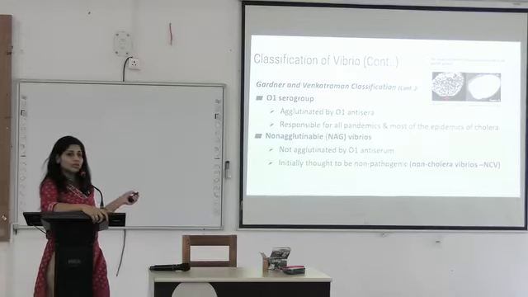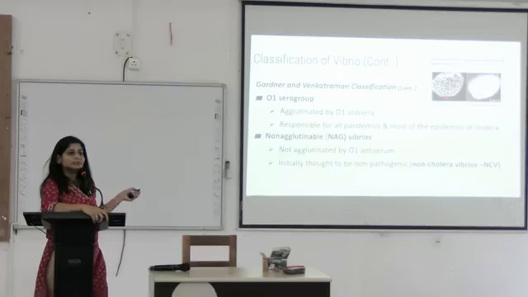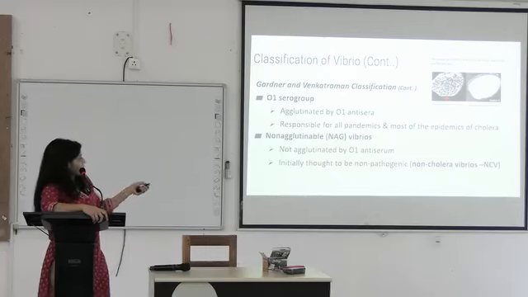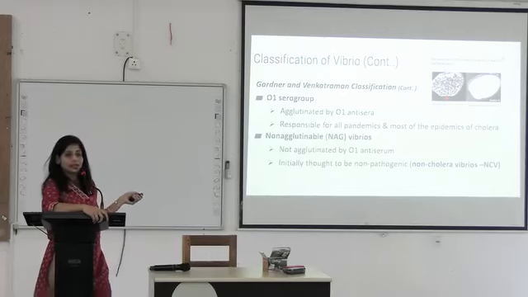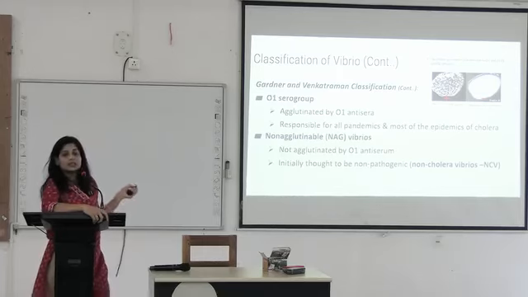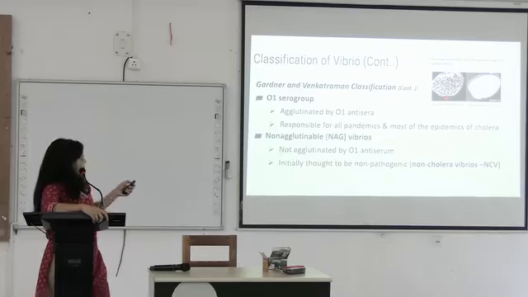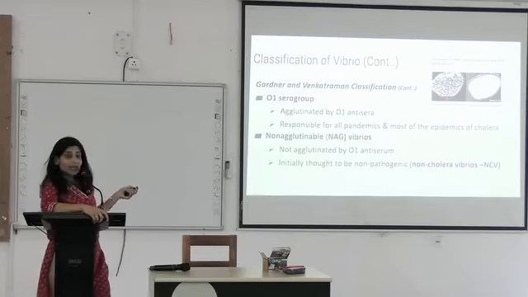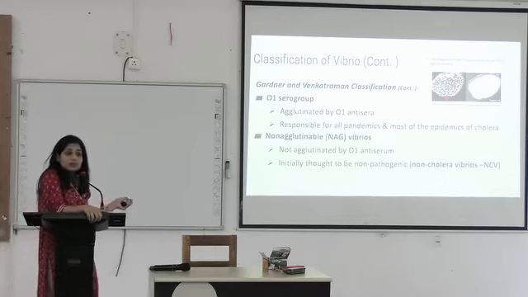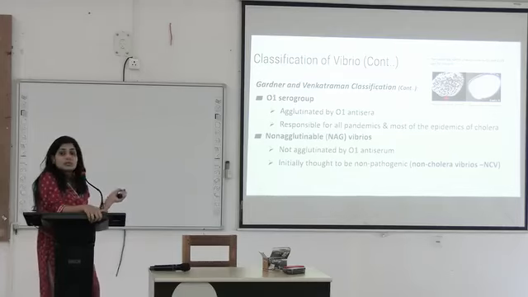How will you perform this reaction? You take the colonies from the culture plate and react them with the O1 antisera, which is available in the laboratory. If agglutination is seen, it means this particular organism belongs to the O1 serogroup. Vibrios that did not agglutinate were previously classified as non-agglutinable vibrios, but this classification is not in use now. We only differentiate them based on O1 antisera as O1 and O139.